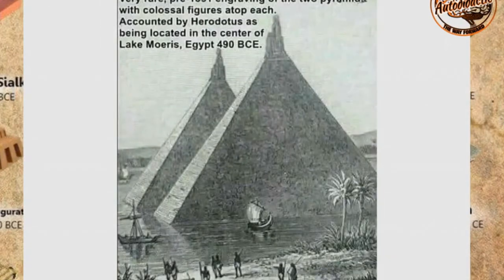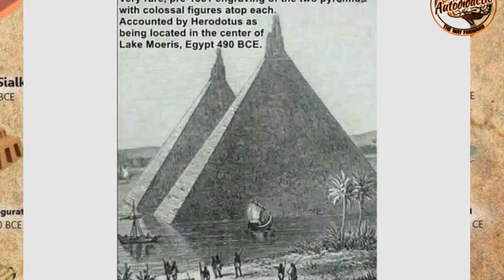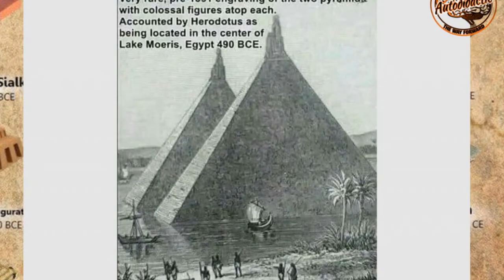Look at this. Of the two pyramids with Colossus figures atop each, accounted by Herodotus as being located at the center of Lake Moeris. Yeah, I would have included this image in my last video, but I couldn't find a source, so I just didn't, because I didn't want people to crucify me for it being a fake image or something. I don't think it's fake, but that was mine. So why can we not find these two pyramids in the middle of water? I guess the water's dried up.